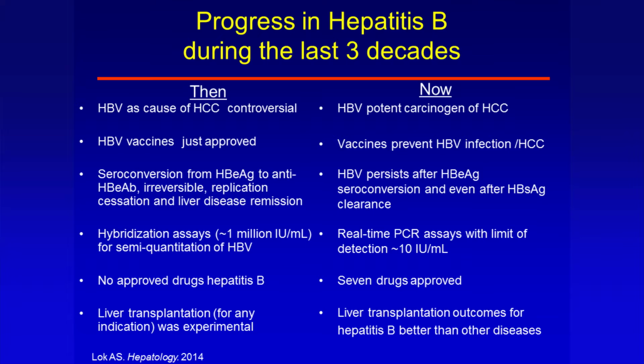There's improvement in the assays for measuring virus. Before, if you had a hepatitis B viral load of 500,000, it was considered undetectable because the viral assays were very crude. Today we can measure hepatitis B viral levels less than 10 IUs per milliliter.